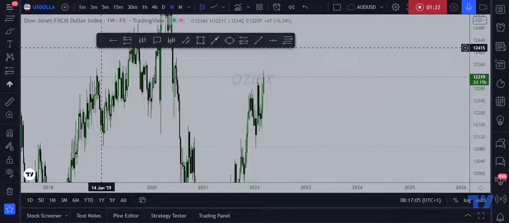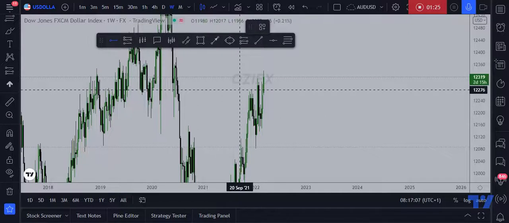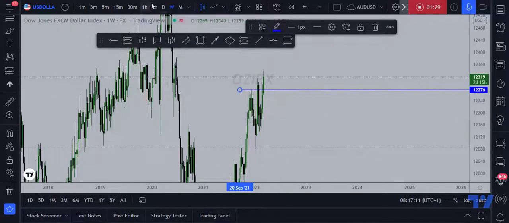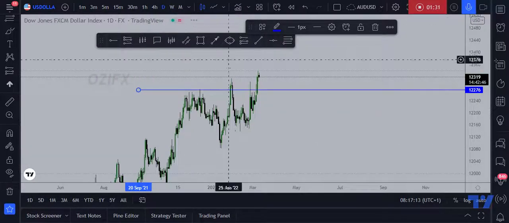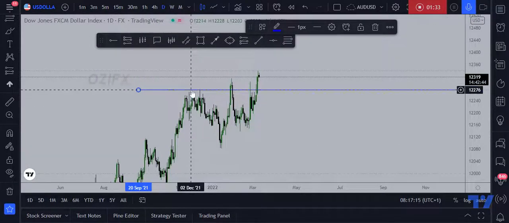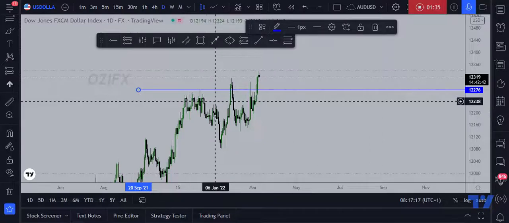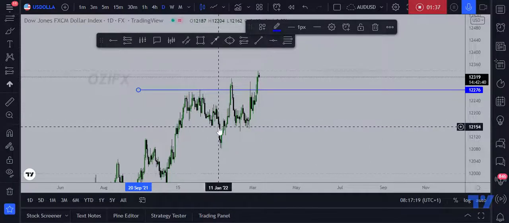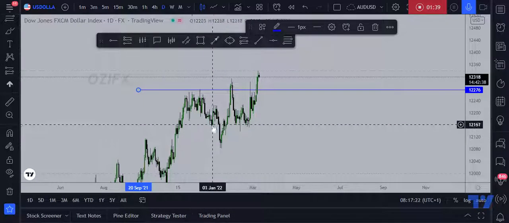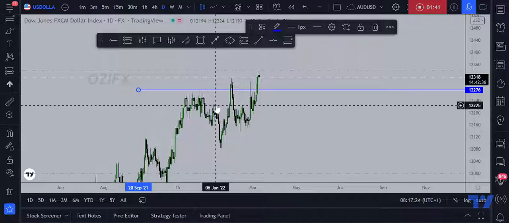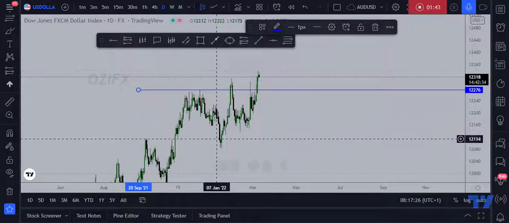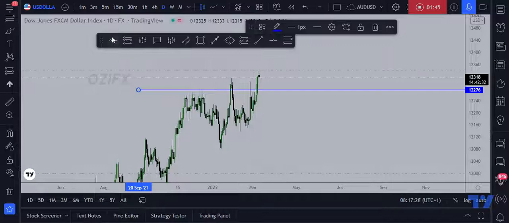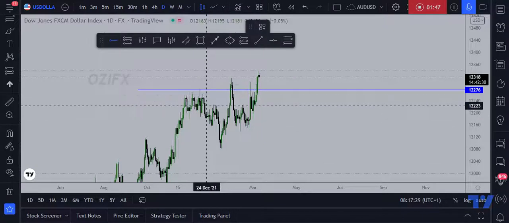Sorry, let me bring out my tools. The structure the market formed somewhere around here, and then let's go back to the daily and see. This was the structure here. But on the daily, we have inner structures, and in that inner structure, this was a lower high and this was a lower low. So looking at this, you can see this is the level.